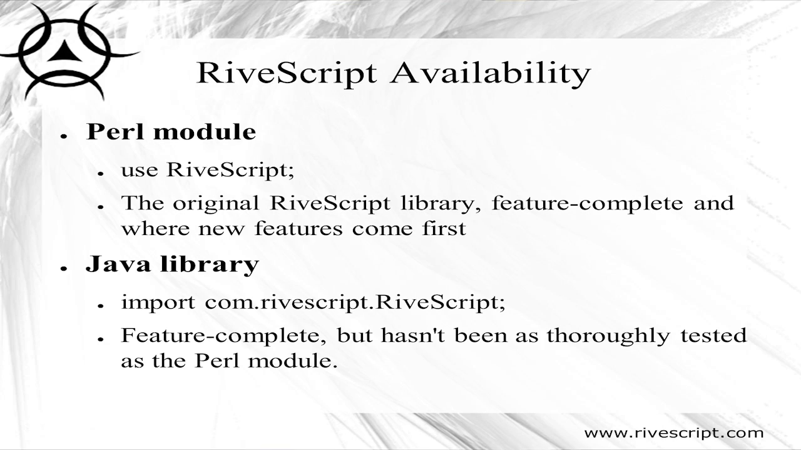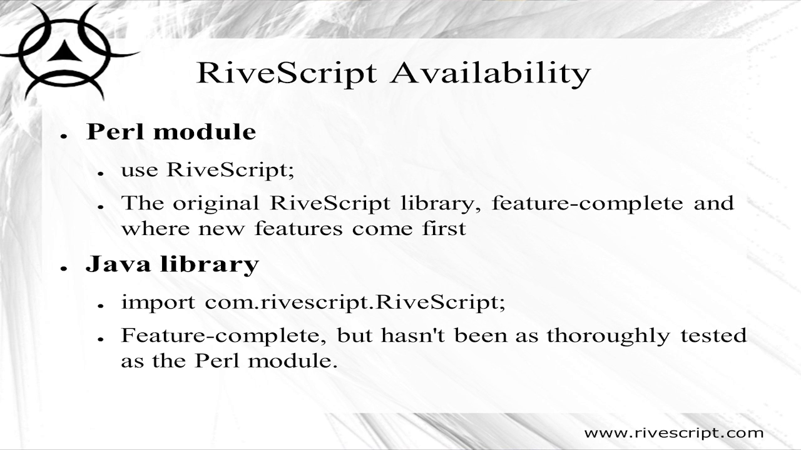As for the availability of Rivescript, there's a Perl and a Java library for it. The Perl one is the one that came first because I'm a Perl guy. It's feature complete as far as it supports everything that I wrote up on the spec, and it's where new features come first. The Java library I completed a couple of years ago. It's feature complete. It passes my test suite code, and it should theoretically work, but it hasn't been extensively tested, so there might be some ways to cause some kind of exceptions in it. I haven't really beaten on it too hard.